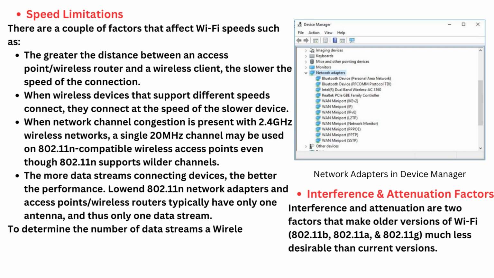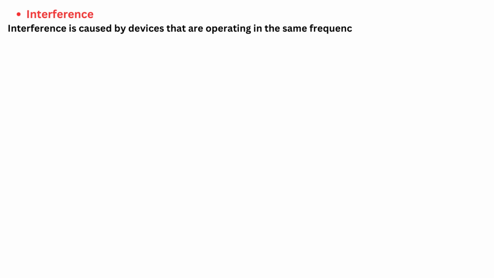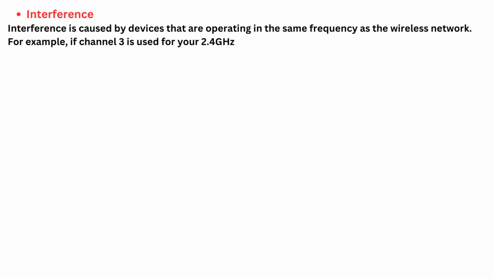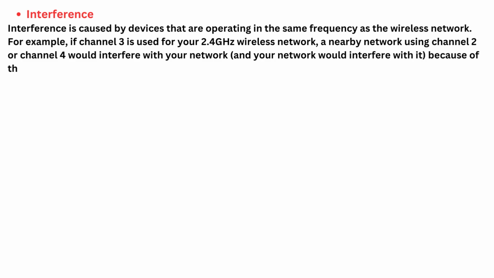Interference and attenuation factors. Interference and attenuation are two factors that make older versions of Wi-Fi, 802.11b, 802.11a, and 802.11g, much less desirable than current versions. Interference. Interference is caused by devices that are operating in the same frequency as the wireless network. For example, if channel 3 is used for your 2.4 GHz wireless network, a nearby network using channel 2 or channel 4 would interfere with your network, and your network would interfere with it, because of the overlapping problem with 2.4 GHz wireless networking.